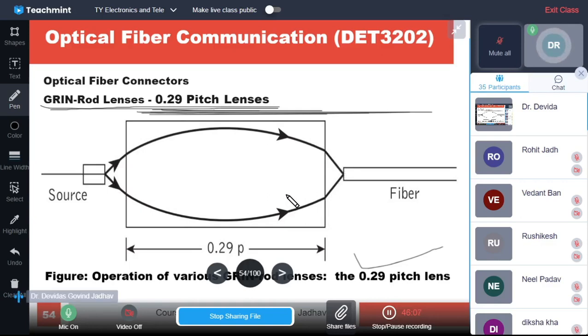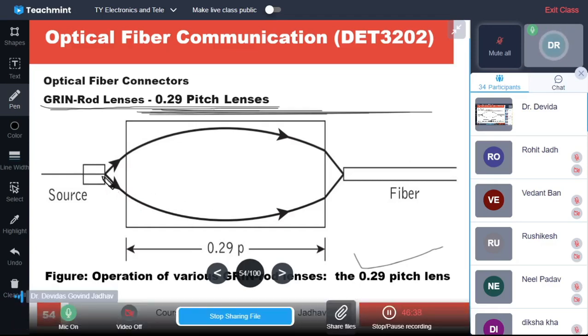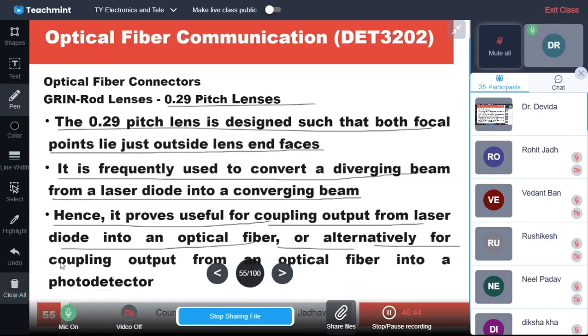So if the laser source is there, it outputs the photons in all directions. Even though we are calling it a directional device, there is always some divergence in the photon beam. At the source, the divergence angle may be a very small fraction, less than 1 degree, 0.1, 0.5 degree, etc., but with distance it goes on increasing, isn't it? So a diverging beam can be converged or focused. That is the use of this lens. Okay? 0.29 pitch lens.